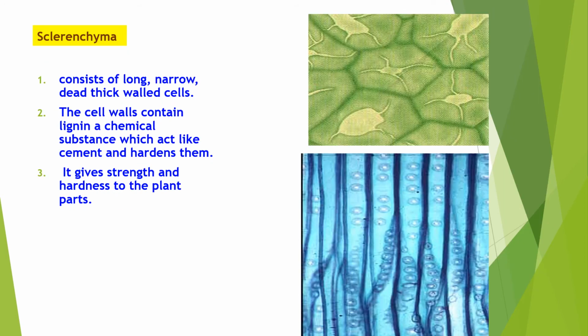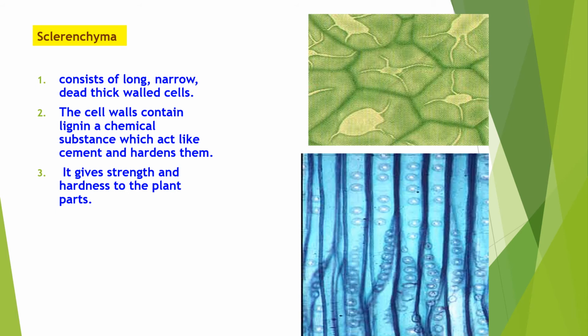The next category is sclerenchyma, which consists of long, narrow, dead, thick-walled cells. They are usually found in fibers. The cell wall contains lignin, a chemical substance which acts like cement and hardens them. It gives strength and hardness to the plant parts. So these are the three different types of cells. This is all you will study in today's session.